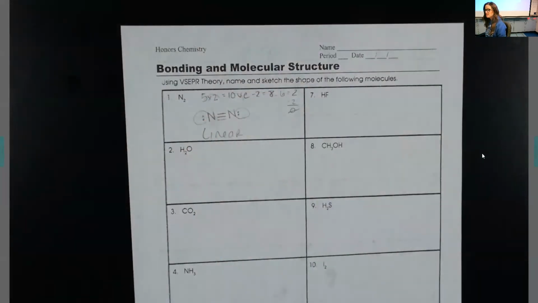Okay, let's do HF. HF is going to be, again, just an H bonded to an F. This is actually hydrofluoric acid.